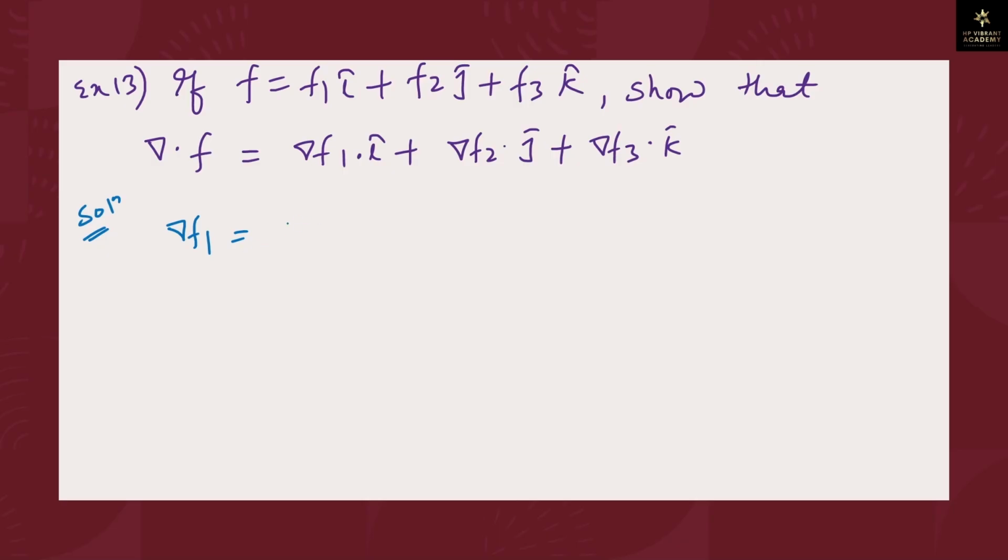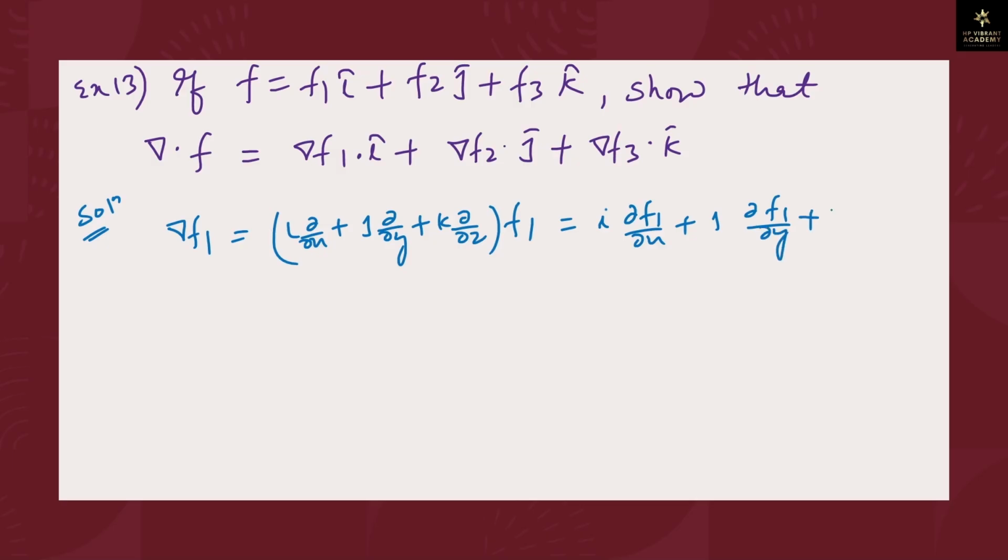So del f1 is i ∂/∂x plus j ∂/∂y plus k ∂/∂z of f1. So this is equal to i times ∂f1/∂x plus j times ∂f1/∂y plus k times ∂f1/∂z. Okay, so this is the value of del f1. So let us find this one first.